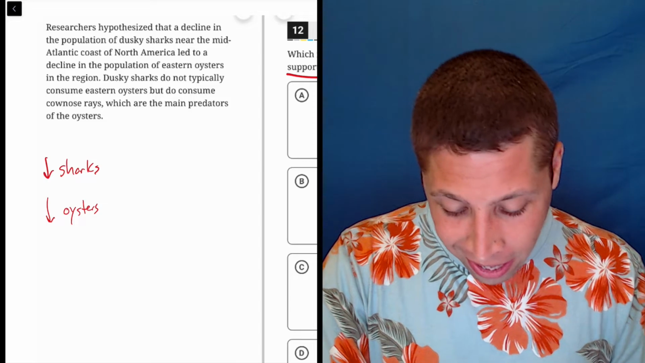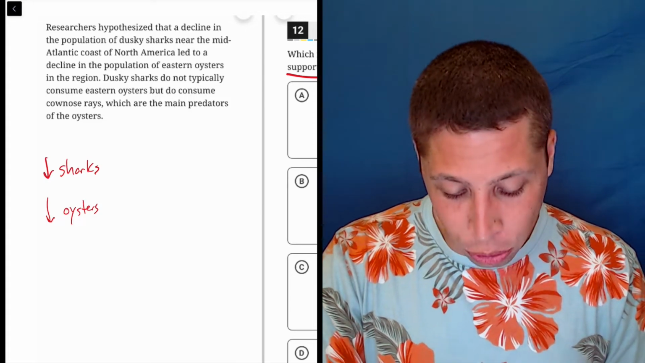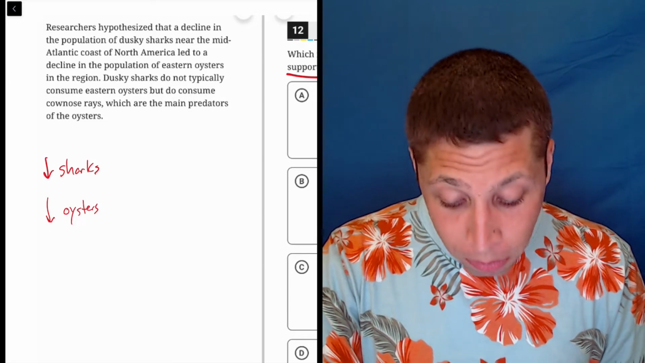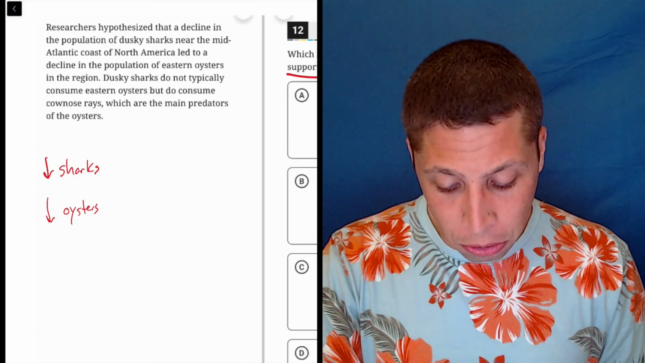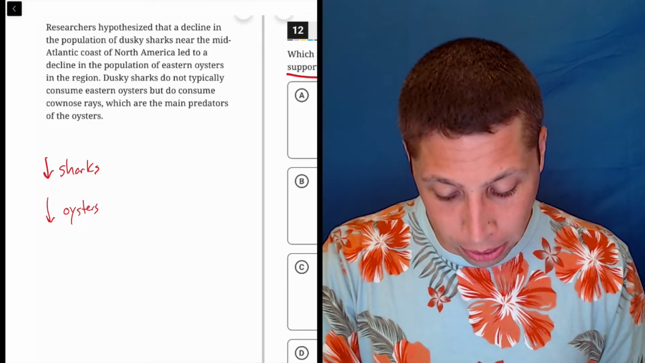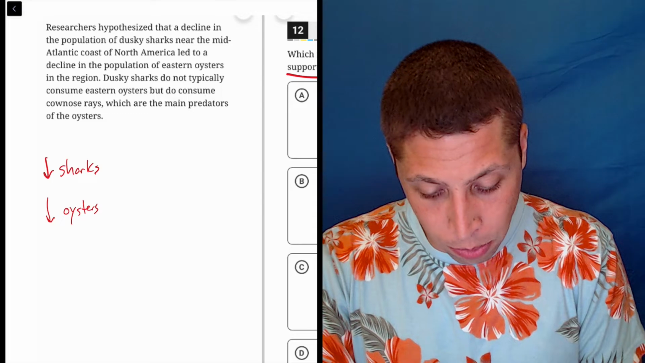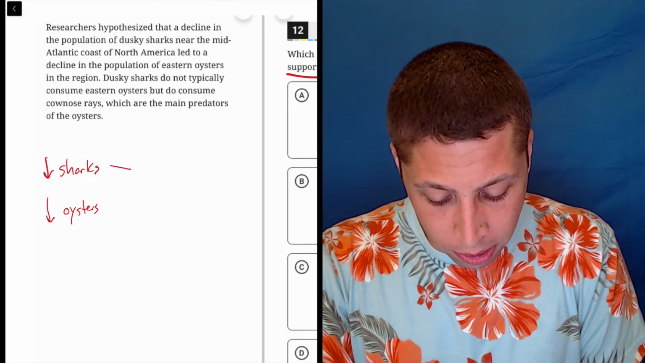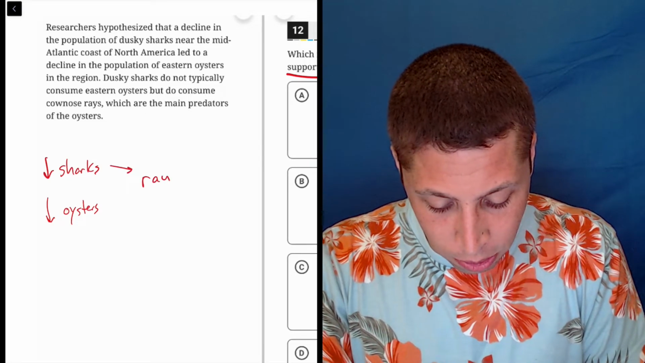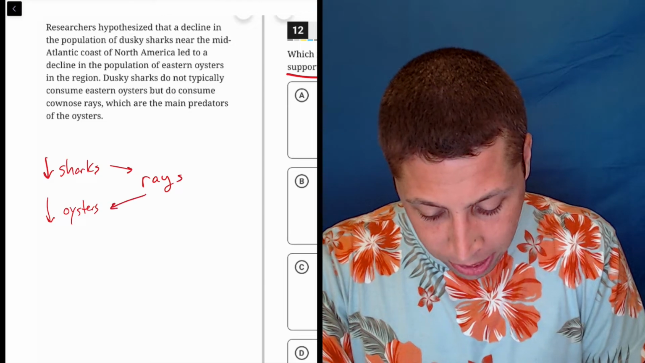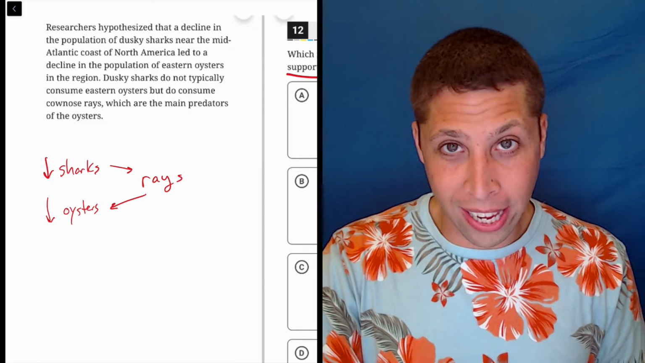It's so much easier. Okay, dusky sharks do not typically consume eastern oysters, but do consume cow-nose rays, which are the main predator of the oysters. So here's where I'm going to go, okay, the sharks are doing something with the rays, and then the rays are going after the oysters. This is kind of all I get from this.